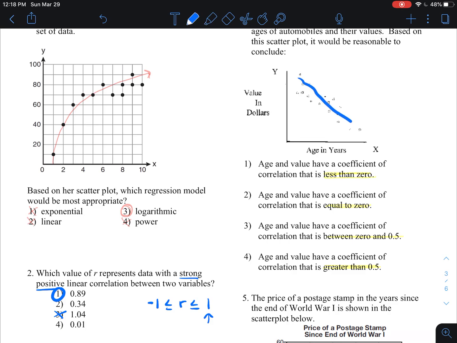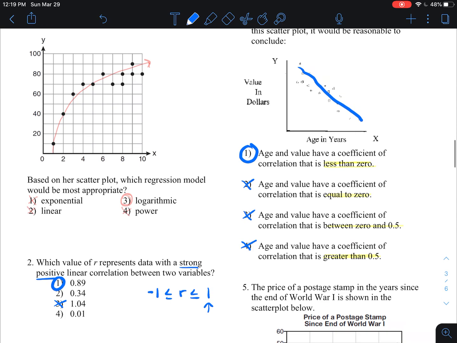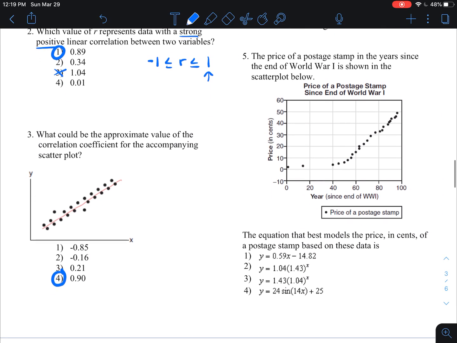So if we look at this, again, if I'm thinking a line that would kind of capture the majority of this data, it's definitely a negative correlation. So it's not going to be equal to 0 because that would be no correlation. It's not going to be greater than 0.5 or between 0 and 0.5 because those would both be positive. So it has to be choice 1, something less than 0.